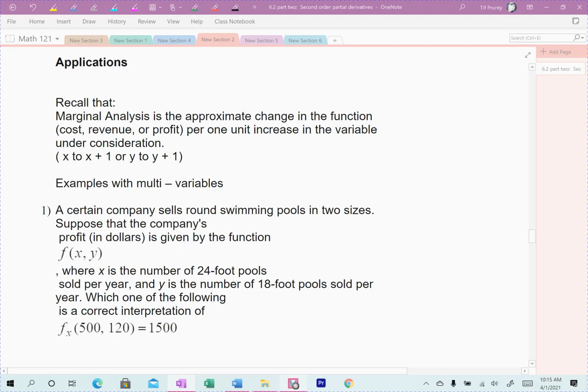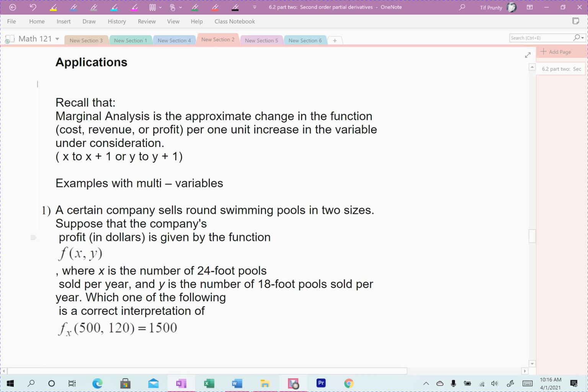Applications. The first type of application that we're going to look at is similar to what we do with one variable functions. Remember, way back in chapter 3, we did applications of marginal analysis and optimization. Same thing's going to be true with multivariable functions. We're going to do applications of marginal analysis and optimization. Alright, so first, marginal analysis.